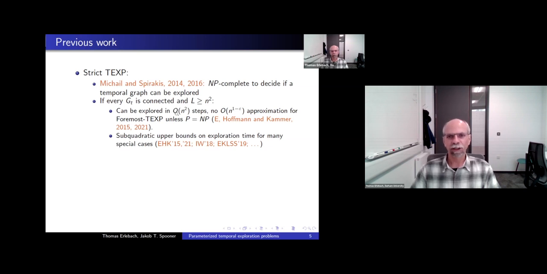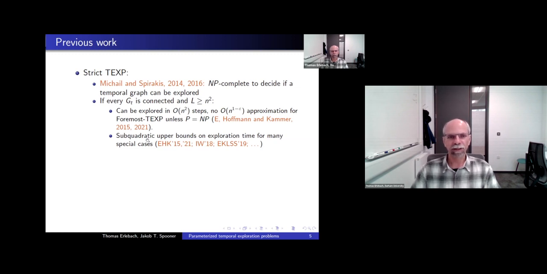And later we showed with Hoffmann and Kammer that every graph under this assumption can be explored in O(n squared) steps, and that there is no O(n^(1-epsilon)) approximation for the problem of computing the fastest exploration unless P equals NP.